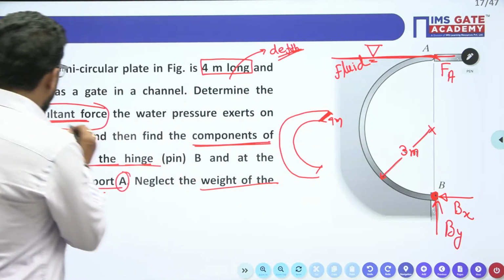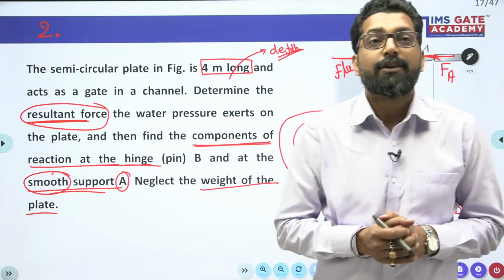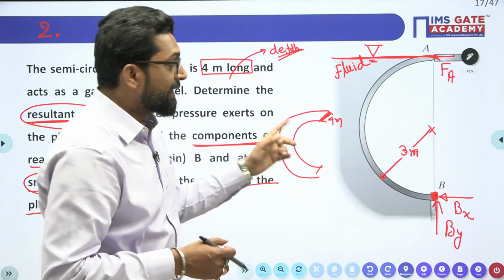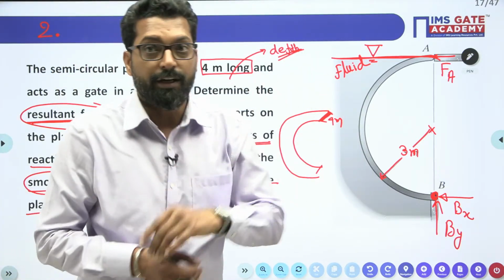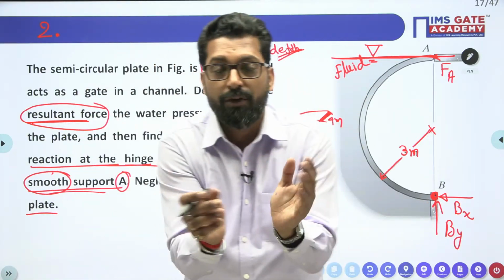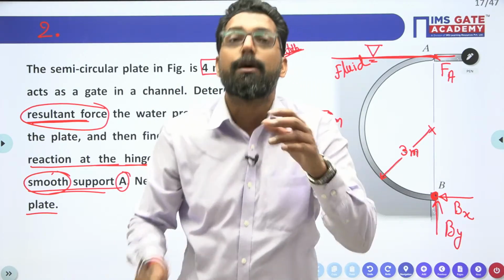Now, see the resultant force. The hydrostatic force is what? It is the resultant, the net force. That means the hydrostatic force horizontal and the hydrostatic force vertical. If there is any curved surface, then on that curved surface the hydrostatic force has two components.